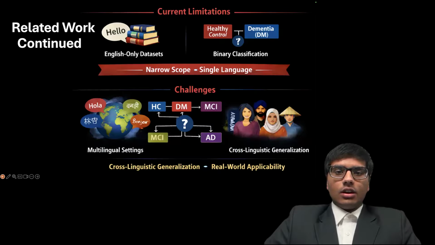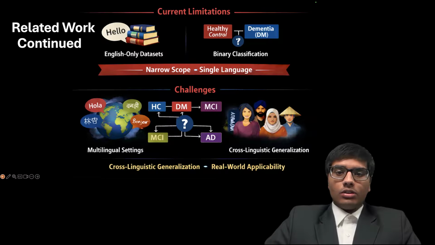Most of the existing Alzheimer's detection models are trained on single language datasets, mostly in English, excluding a large portion of the global population. About 60% of people with Alzheimer's do not speak English as their primary language. The majority of existing Alzheimer's detection AI models use binary classification, meaning that they can only detect Alzheimer's versus healthy control or dementia versus healthy control.